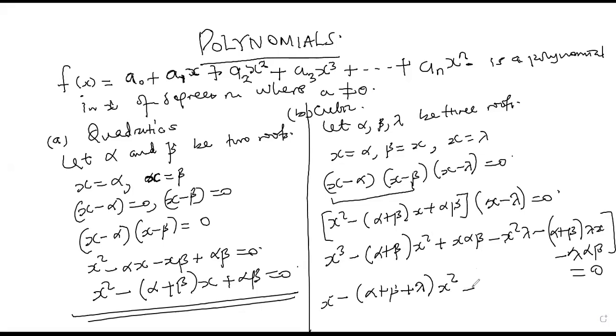X squared, then plus the ones of alpha beta, the ones with x only. Yeah, it is going to be alpha beta plus alpha lambda plus beta lambda x, then minus lambda alpha beta is equal to 0. Everyone give it time and simplify it. It comes out automatically as a cubic polynomial. So that is how one can obtain a cubic polynomial.